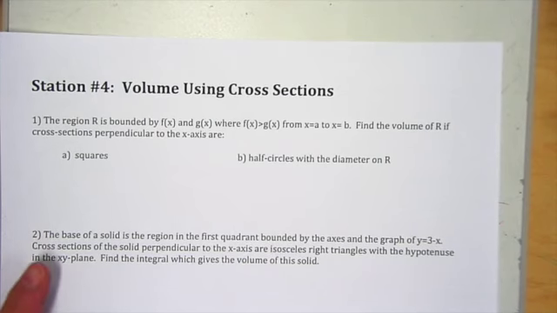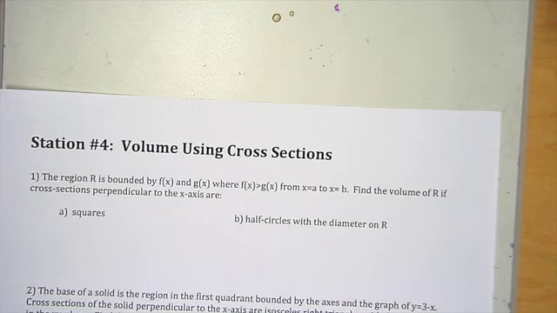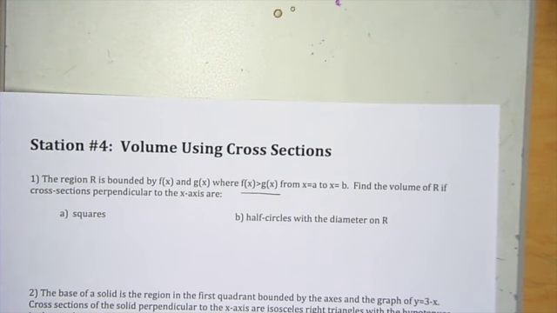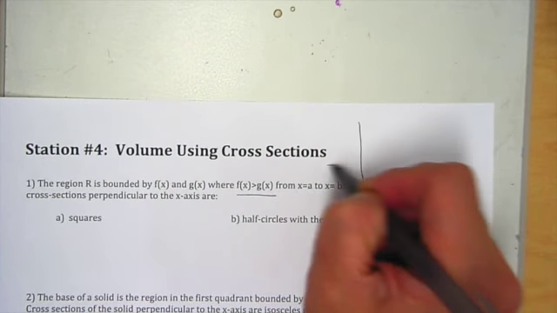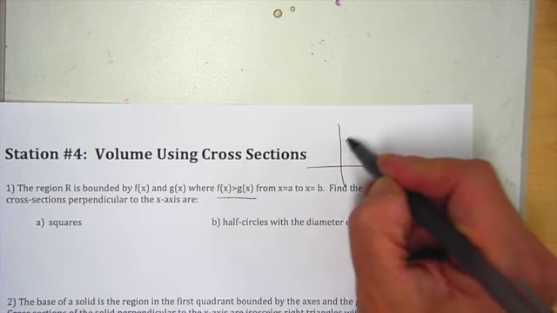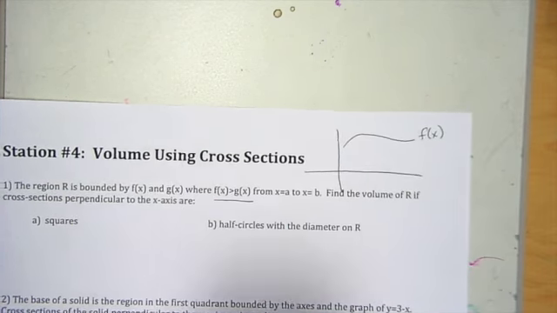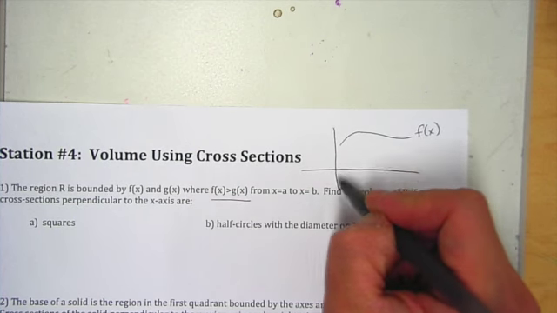Okay, the first question just says you have two functions, f of x and g of x, and the only thing that's important is that f of x is above g of x. It's greater than. So if you want, you can make yourself a rough sketch. Just come up with any graphs that satisfy this criteria. So there's f of x, g of x. As long as it's below, it doesn't matter where it is.